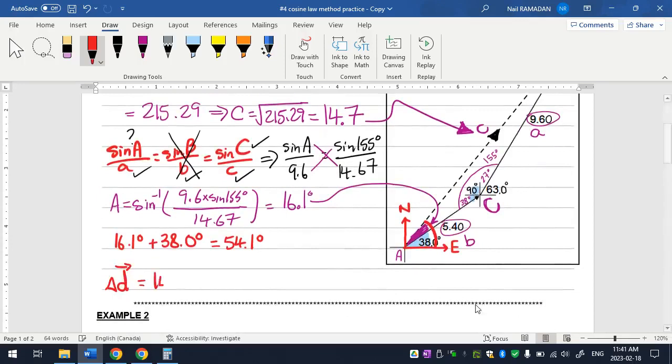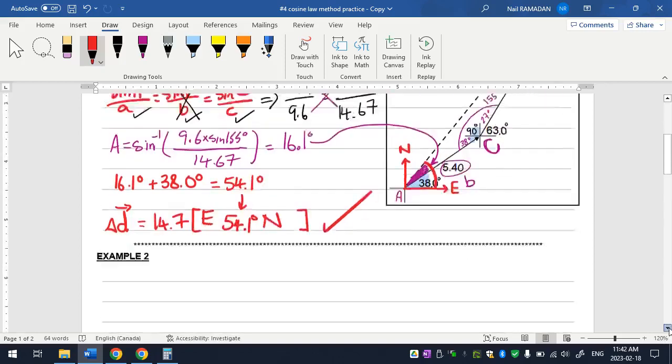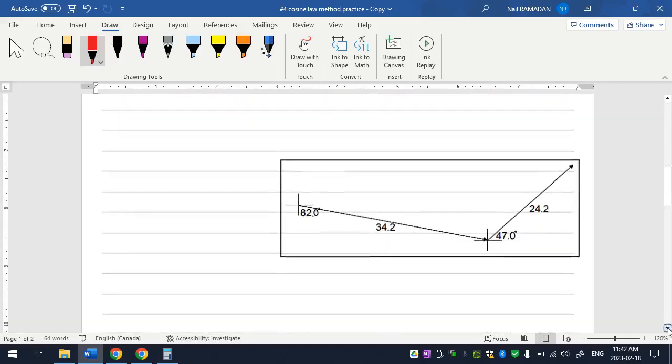So my final answer is going to be 14.7, open a square bracket always. It's going to be east, north. So east, north, and this angle goes right in between. And that's your final answer. Same idea, same amount of work.